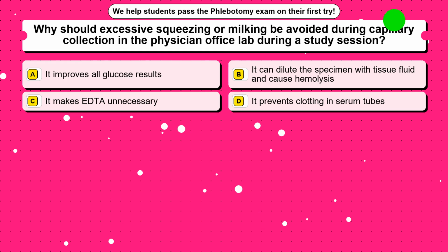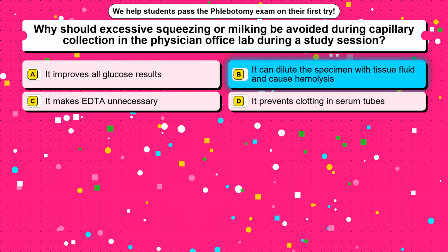Question 53. Why should excessive squeezing or milking be avoided during capillary collection in the physician office lab during a study session? Option A. It improves all glucose results. Option B. It can dilute the specimen with tissue fluid and cause hemolysis. Option C. It makes EDTA unnecessary. Option D. It prevents clotting in serum tubes.